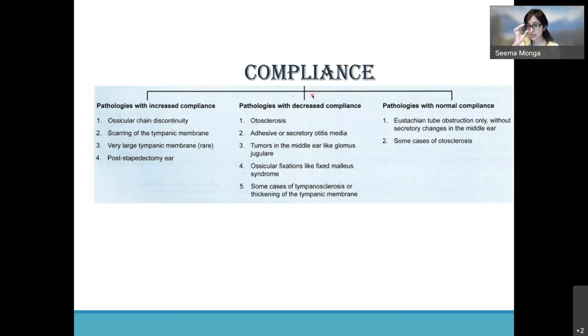So in certain cases of otosclerosis, compliance can be normal. Sometimes you check a report of otosclerosis, the stapedial reflex is absent, but compliance is normal. So in certain cases, it can happen. Normal compliance is present in eustachian tube obstruction without secretory changes. And when the compliance increases, when the ease of movement is high, like in ossicular chain discontinuity, or there is a perforation, it will become very high.